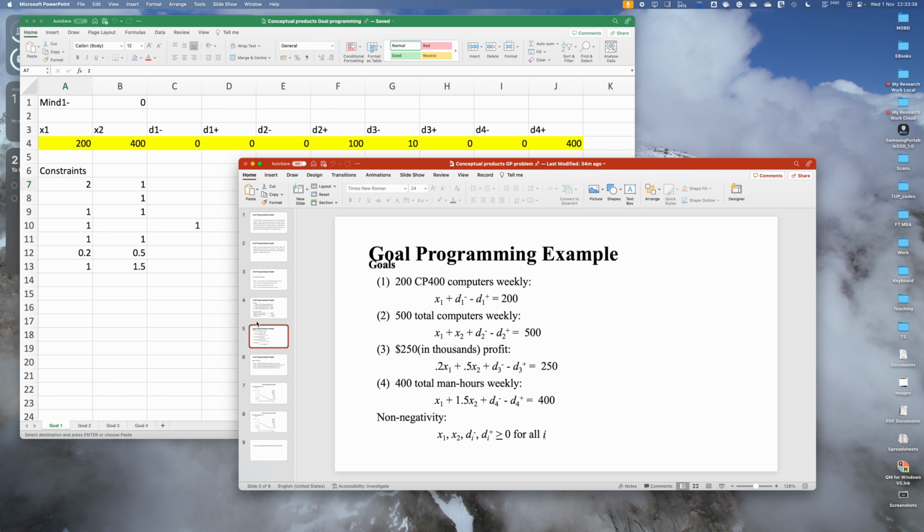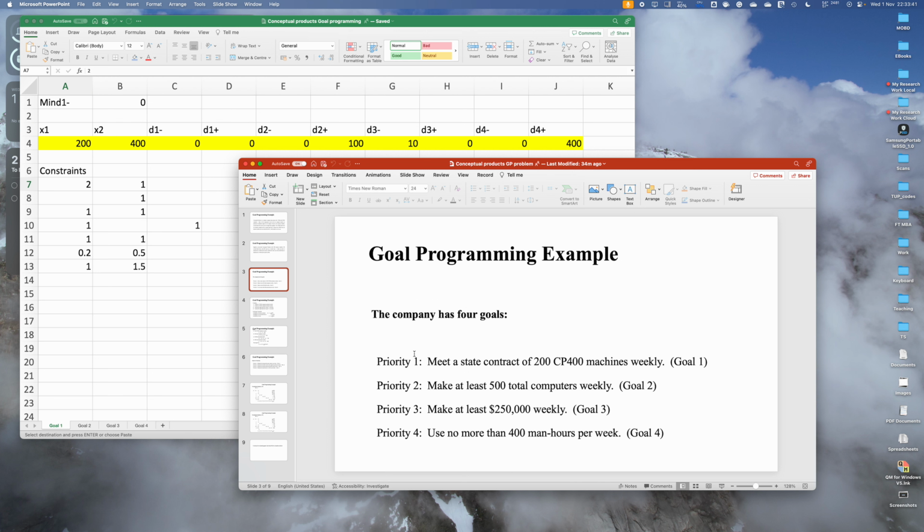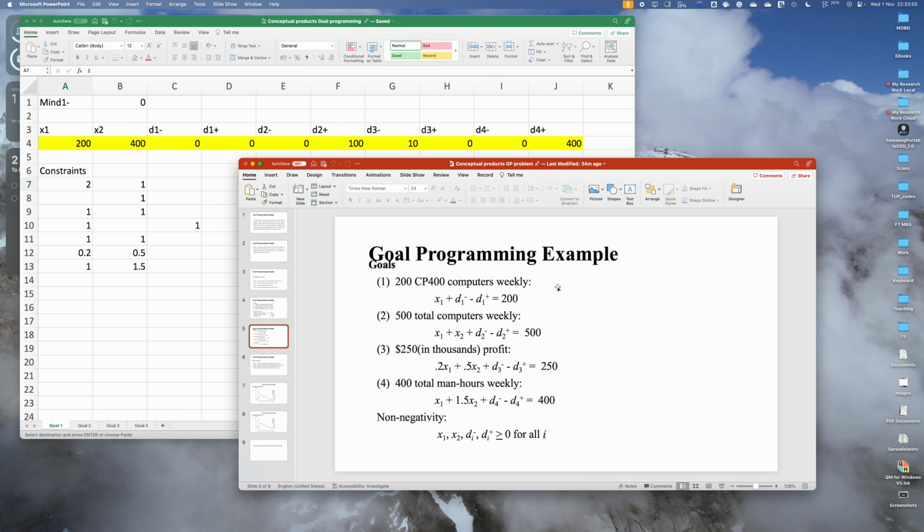And as you know, whenever we have goals, the first goal is that CP400 should reach 200 units. So I can write that x1 should be greater than or equal to 200, and in order to convert it into an equality, because it's a goal, I will write x1 equals 200 plus overachievement minus underachievement, which is nothing but 200 plus d1 positive minus d1 negative. When you bring d1 positive and d1 negative to the left hand side, the equation becomes like this. Similarly, you can formulate every goal like this.